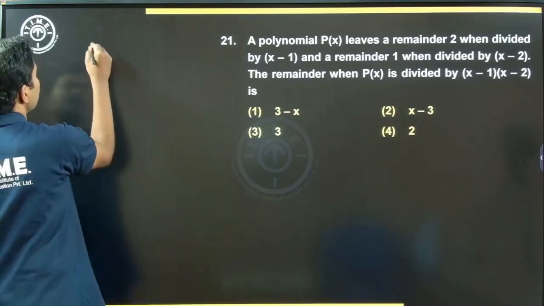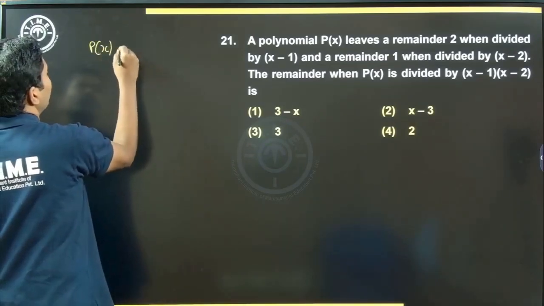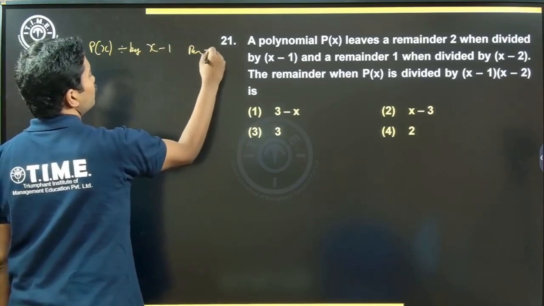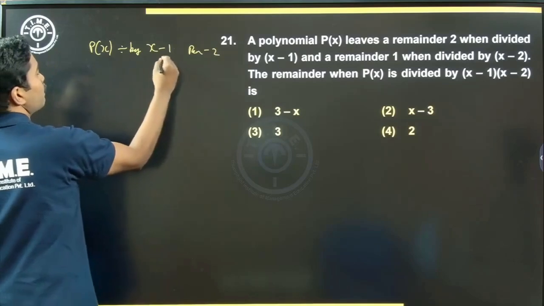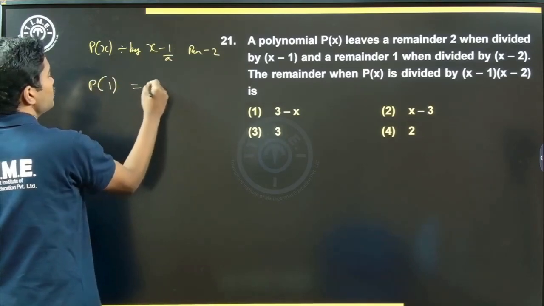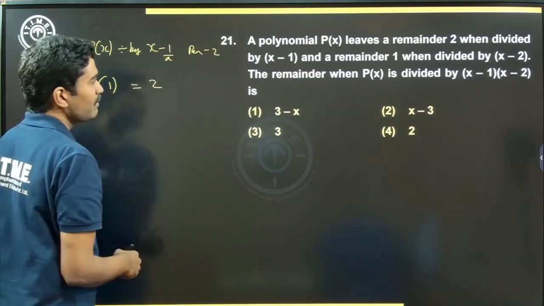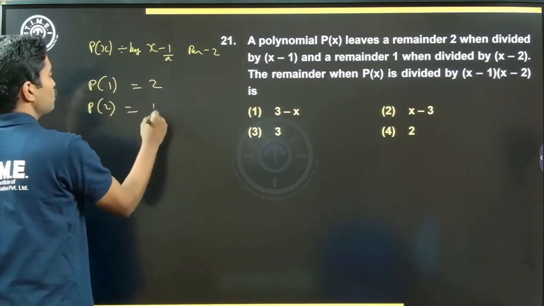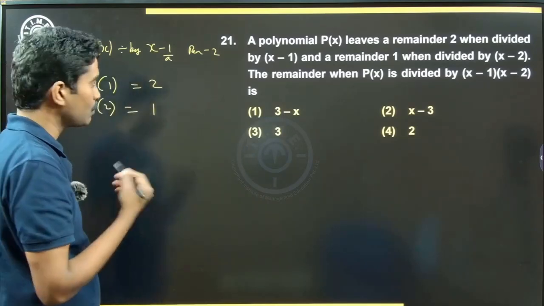So p of x when divided by x minus 1 leaves a remainder 2. What does it mean? x minus a, p of a. So p of 1 is equal to 2. Similarly, when divided by x minus 2, p of 2, the remainder is 1. So p of 1 is 2 and p of 2 is equal to 1.